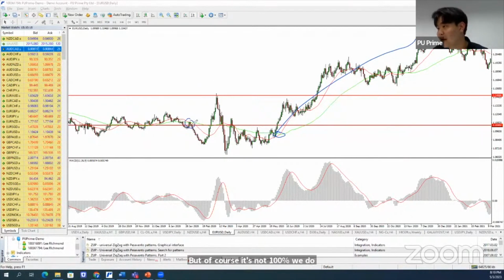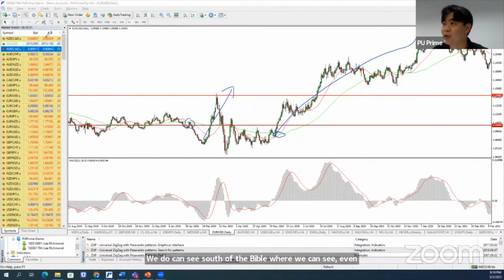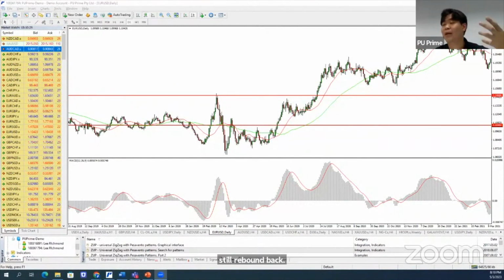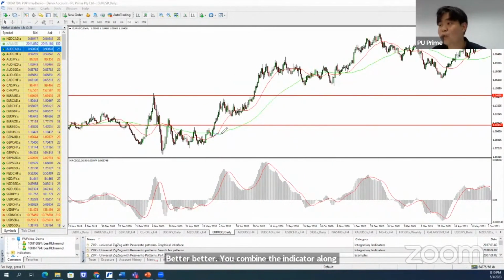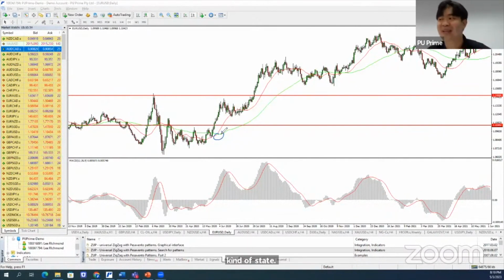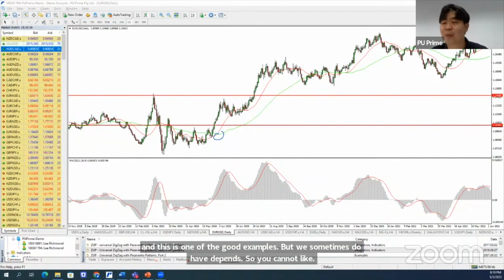You can see that even though it crossed below, it did not move much lower, and it still rebounded back. So we need to combine a lot of indicators together. It's better if you combine the indicator along with the candlestick pattern. This is one of the good examples, but we sometimes do have bad examples, so you cannot go all in on just a moving average indicator.